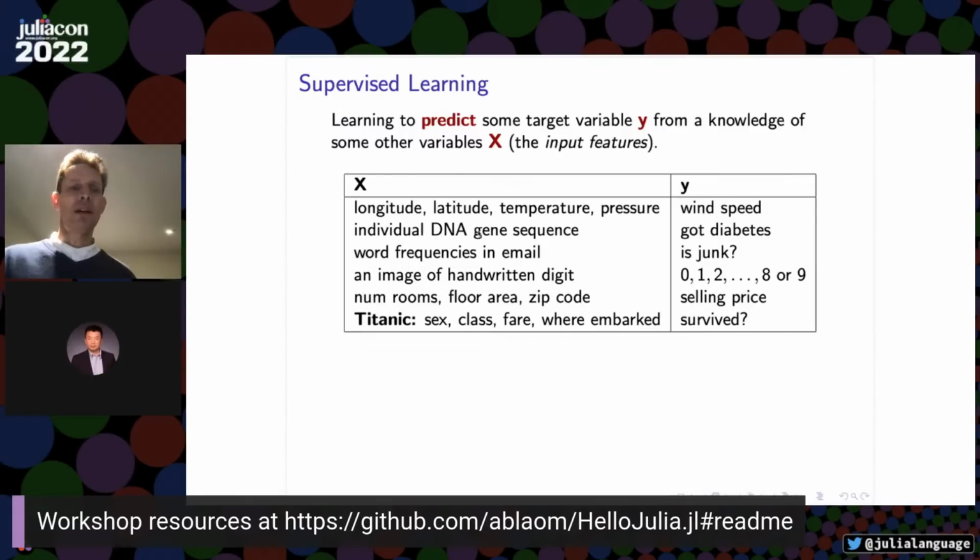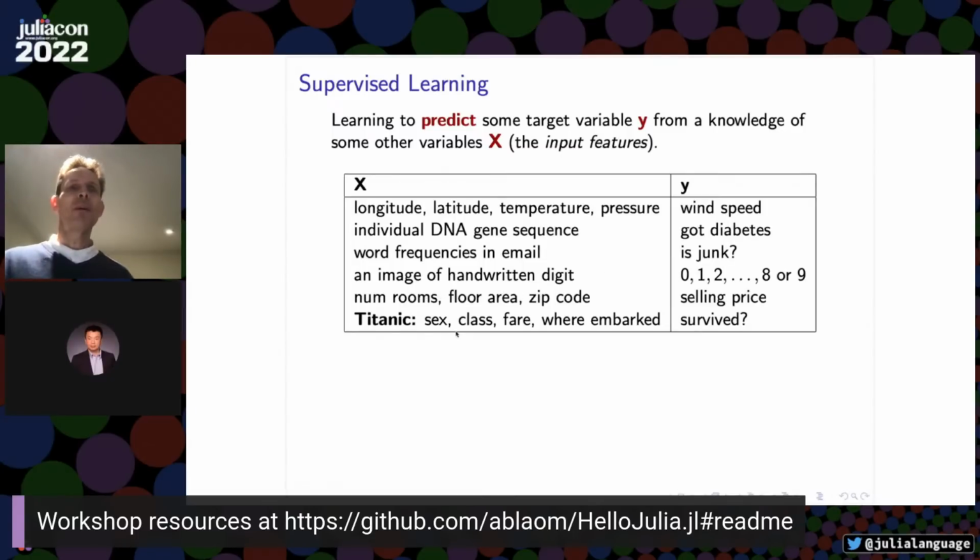Another example might be you are doing genetics, or you're a biologist or someone like that, and the input features here are DNA sequences. So you're looking at genes, at genetic sequences, and the thing you're trying to predict is whether a person is likely to get a certain disease based on their genes. You might be classifying emails, junk or not junk, so that's another example. You might be trying to classify handwritten digits as 0, 1, 2, 3, 4, 5, 6, 7, 8, or 9.